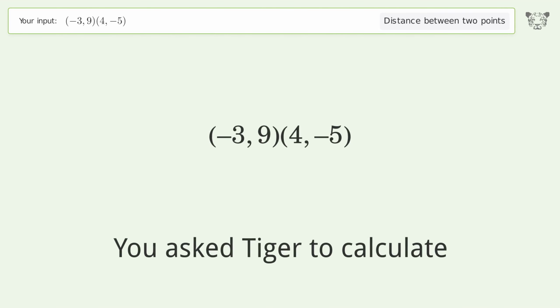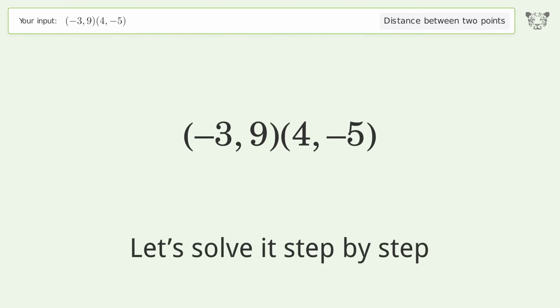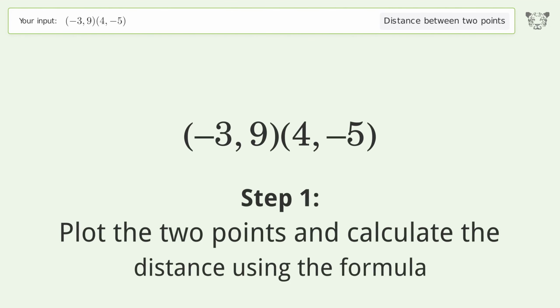You ask Tiger to calculate. This deals with the distance between 2 points. The distance between the 2 points is the square root of 245, or 15.652. Let's solve it step by step. Plot the 2 points and calculate the distance using the formula.